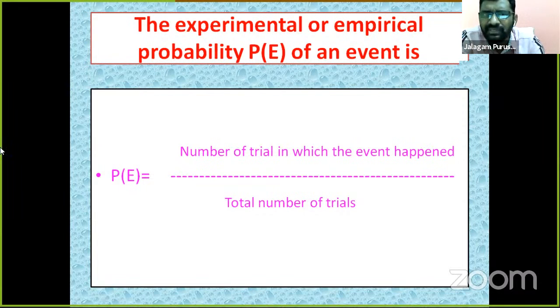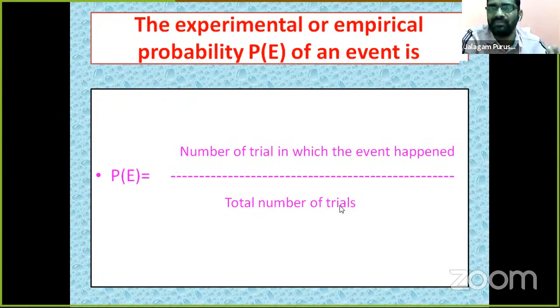Another example: if we toss the coin, getting a head. So the probability of getting a head, for example: how many number of times in which the event happened? Only one. The favorable outcome is 1 and total outcomes 2. So the formula of probability is, write down children, P of E is equal to the number of trials in which the event happened, the number of heads getting in that situation.